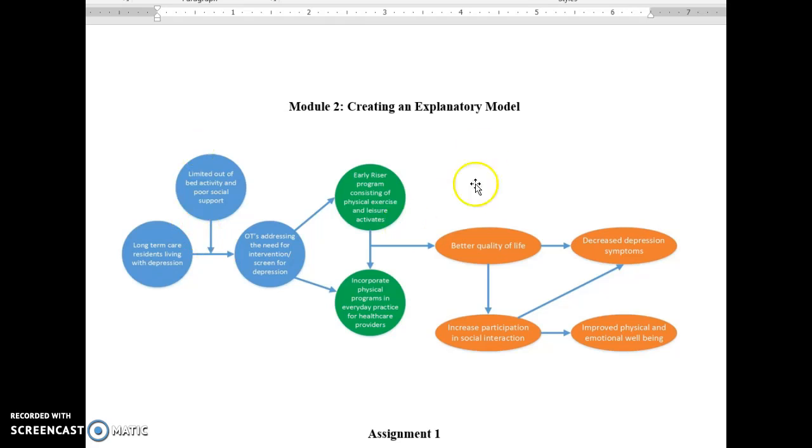I really like the look of your explanatory model. I think it's the different colors, the different shapes. I think it nicely separates out the different aspects of the project.